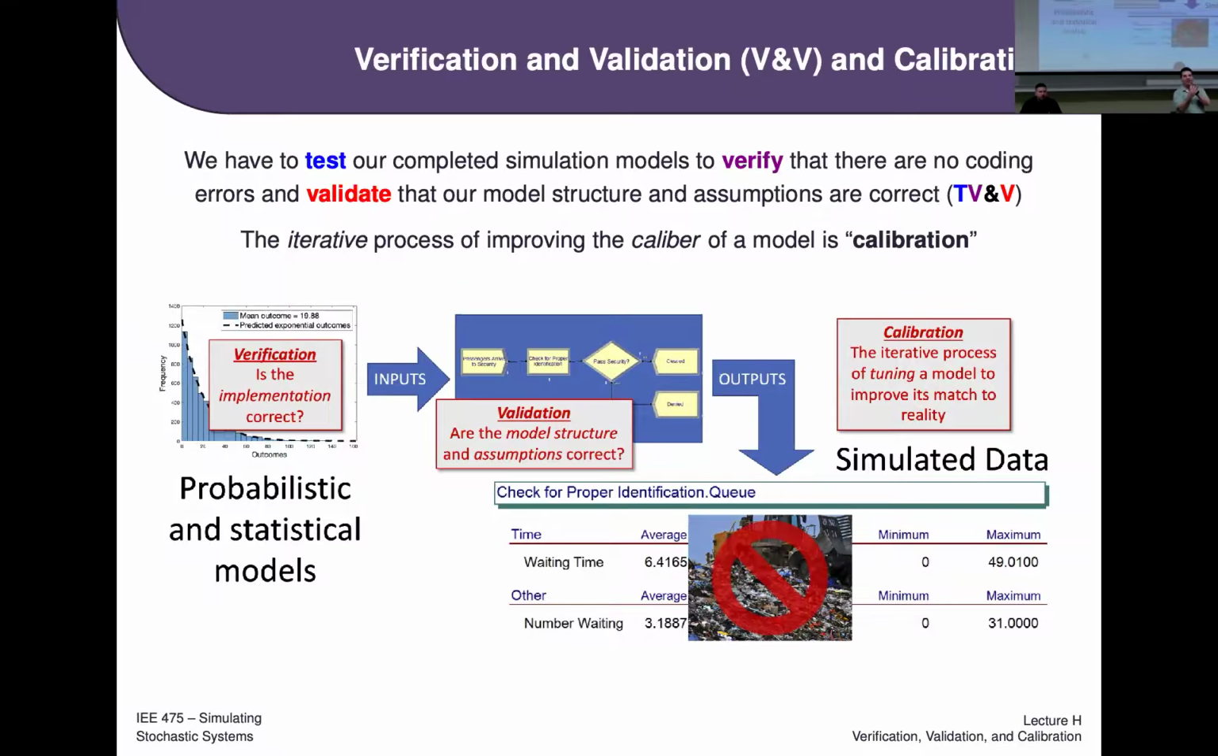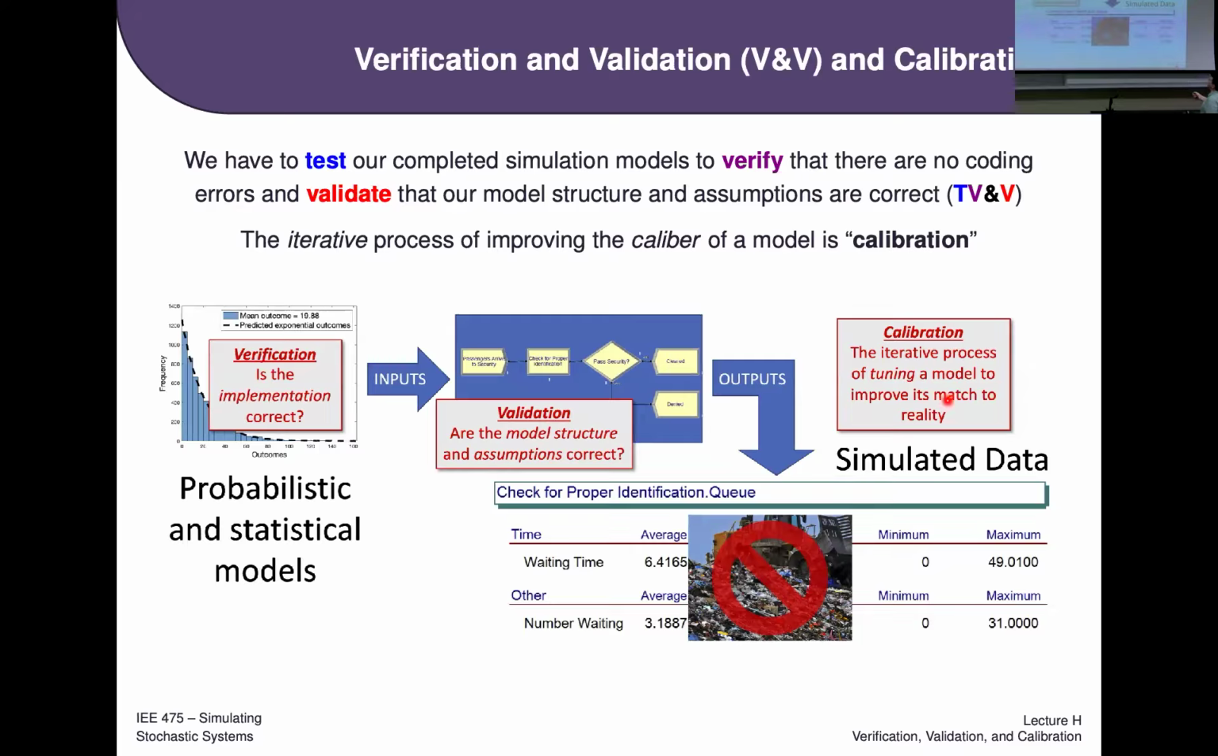So verification connects to your code. Validation connects to the real world. So doing V and V is making sure that you've coded it correctly and that you've chosen assumptions and model structure that are a good match for reality. So those are two sides of things that you will evaluate during testing.